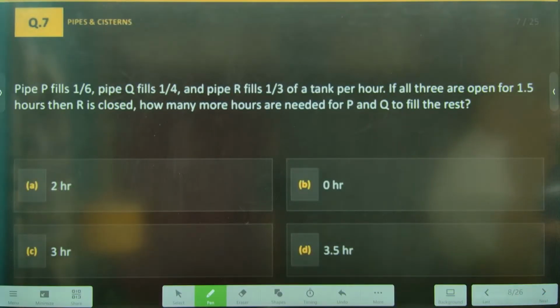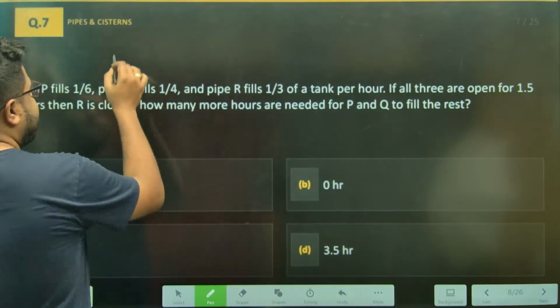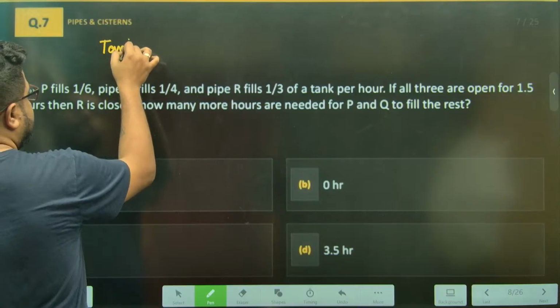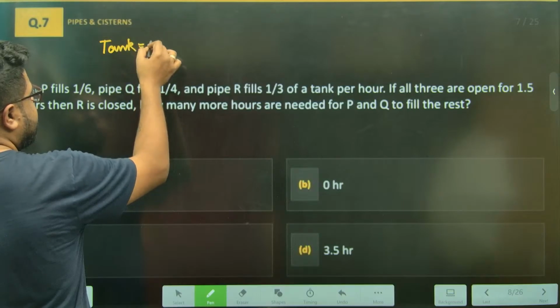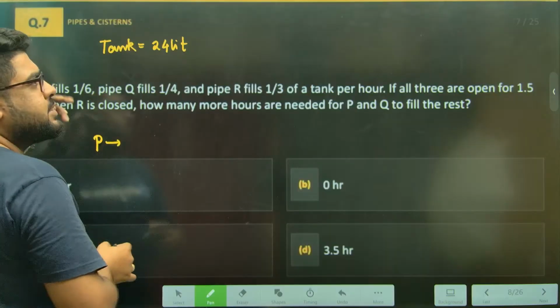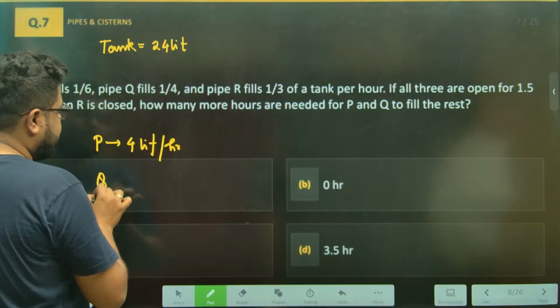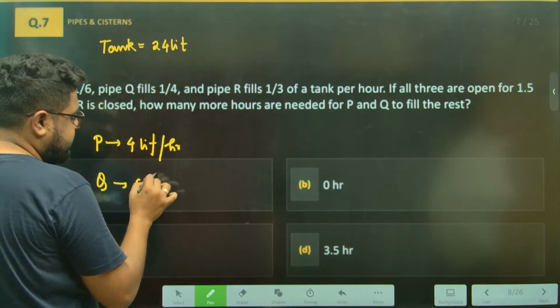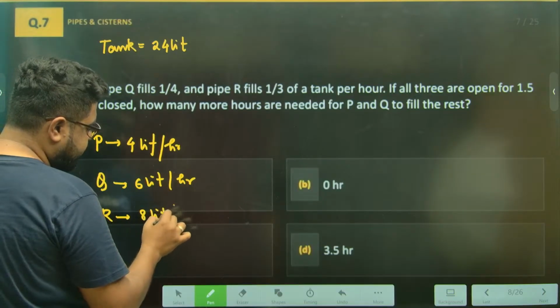Chalo. Pipe P fills 1/6, pipe Q fills 1/4, pipe R fills 1/3 of a tank per hour. Okay. So that means, sir, let's say the tank's capacity, for 6, 4 and 3, is 24 liters. So P can fill per hour how much? 1/6 of this, meaning efficiency is 4 liters per hour, sir. Q's efficiency is 1/4 of this, meaning 6 liters per hour. And sir, R can fill 1/3, meaning 8 liters per hour.